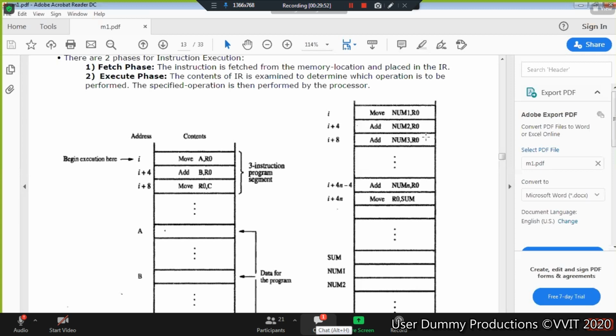So these 3 numbers, suppose the next number I am adding. Now in I plus 12, what will it be? Tell me. Add num4, r0. That's all. Num4, I already mentioned, some number will be there and it will be added with r0. So 5 numbers only, one more instruction I should execute. I plus 16, what will this instruction be? Add num5, r0. So those 5 numbers got added now and it is stored in r0.